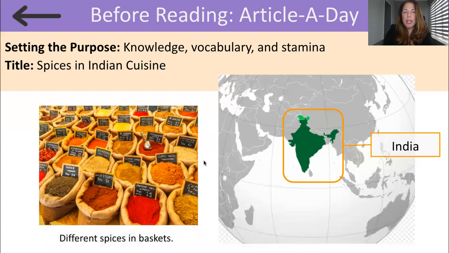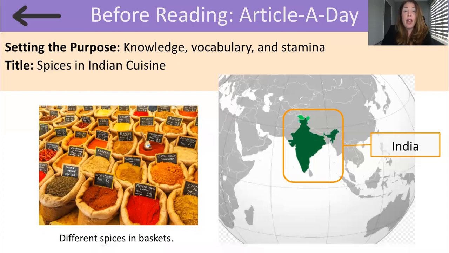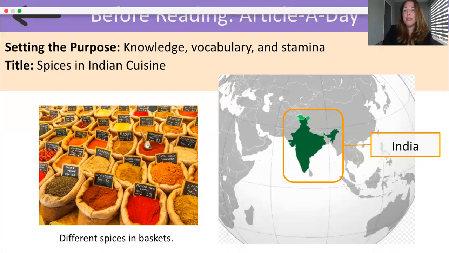So as we're reading, let's find out what we learn about spices in Indian cuisine and continue taking a close look at our text and the photographs to think about what we see, what we think, and what we wonder. All right, readers, let's take a look at this article.